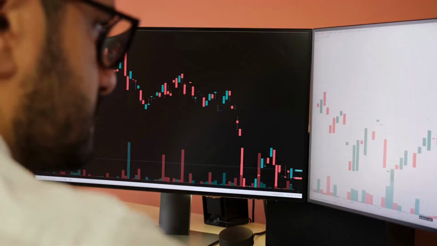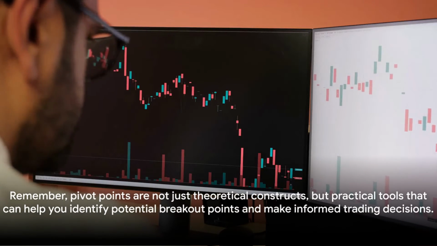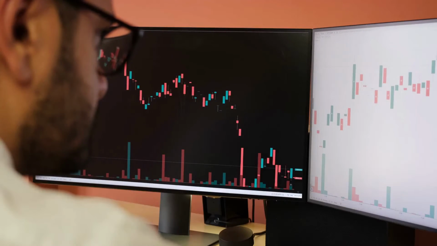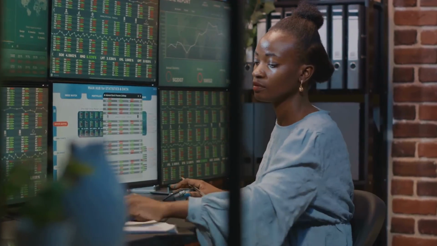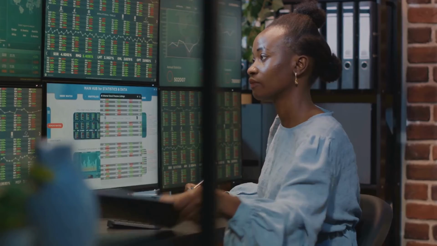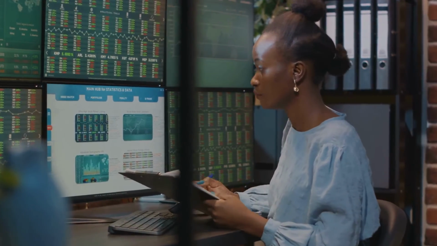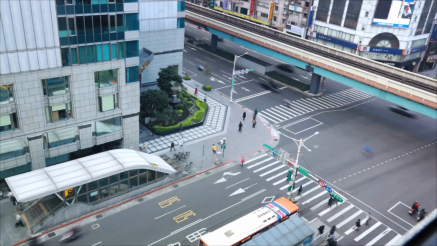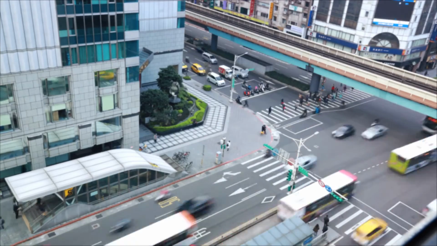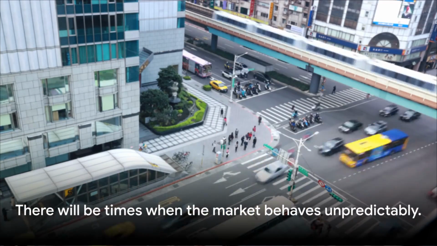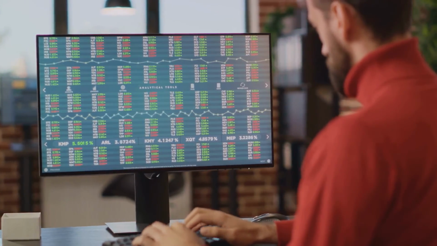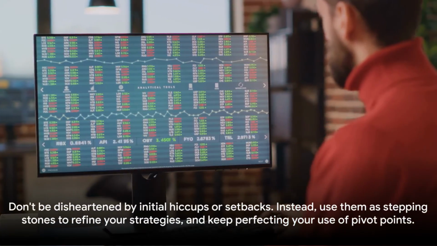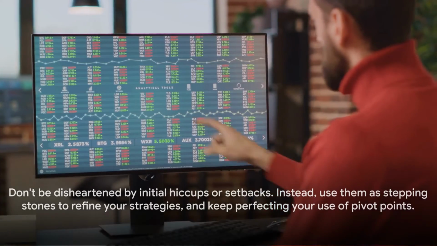Remember, pivot points are not just theoretical constructs, but practical tools that can help you identify potential breakout points and make informed trading decisions. However, don't forget that no technique is foolproof. There will be times when the market behaves unpredictably. That's where your resilience as a trader comes in. Don't be disheartened by initial hiccups or setbacks. Instead, use them as stepping stones to refine your strategies and keep perfecting your use of pivot points.